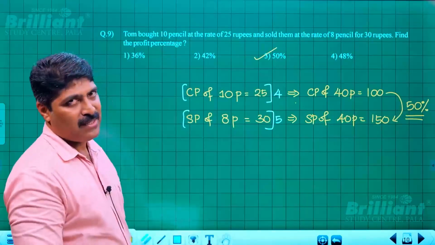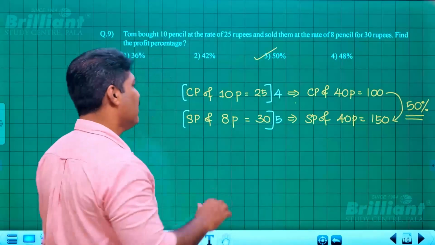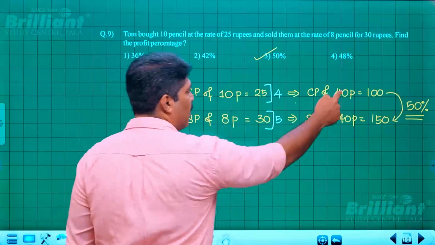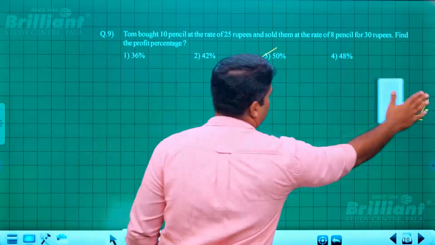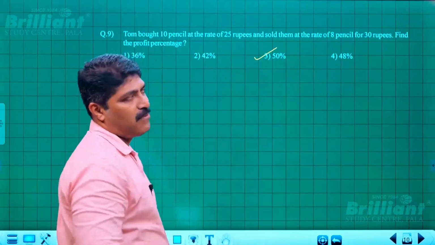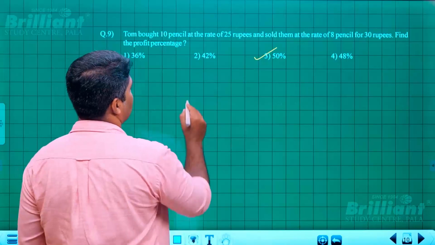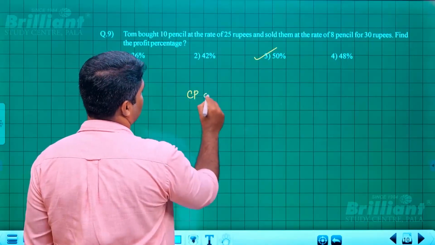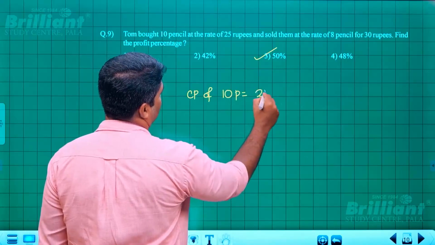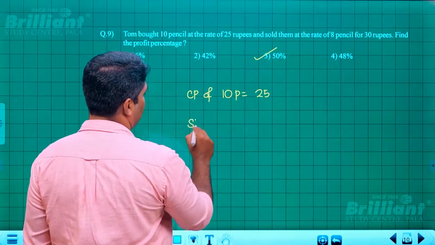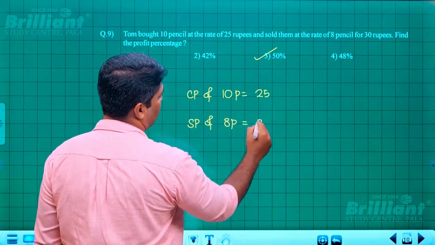So interestingly, this type of question we can catch with another method also. I will teach that method. Here the trick behind this question is that we have to equate these two values. By using the same logic, we can catch this type of question, these rate problems, easily. First of all, you just write this one: cost price of 10 pens, rupees 25, and selling price of 8 pens, rupees 30.